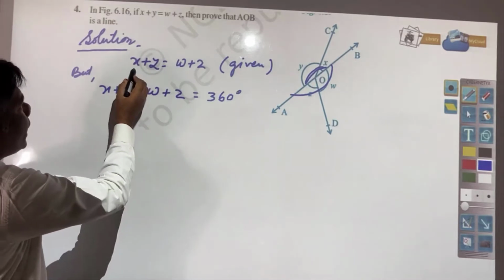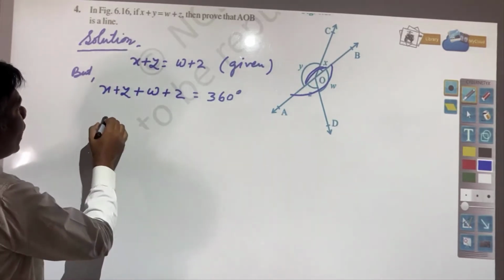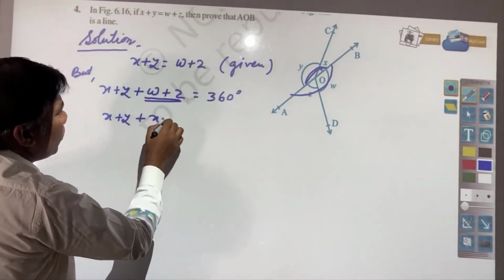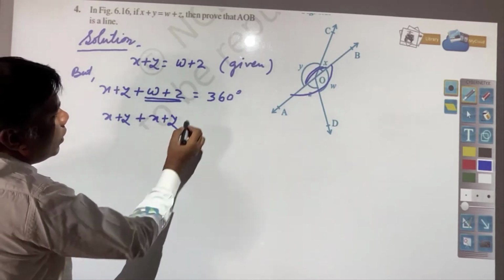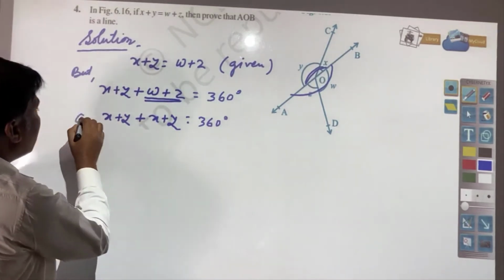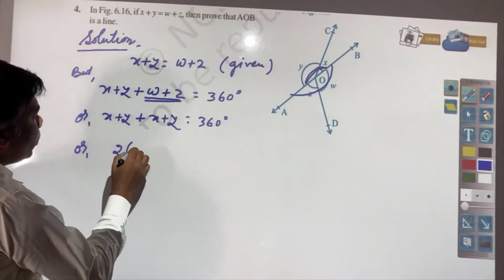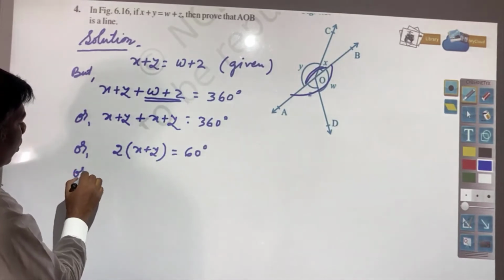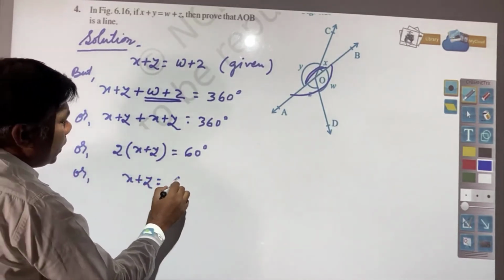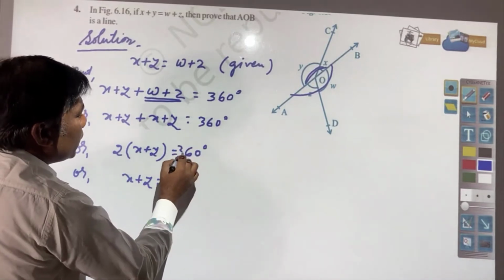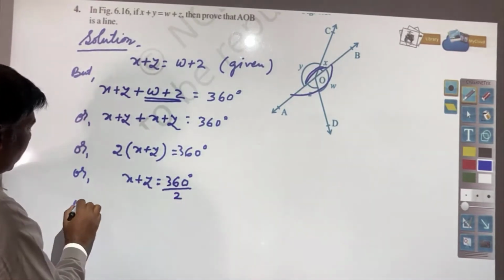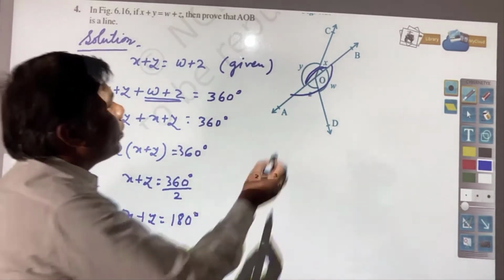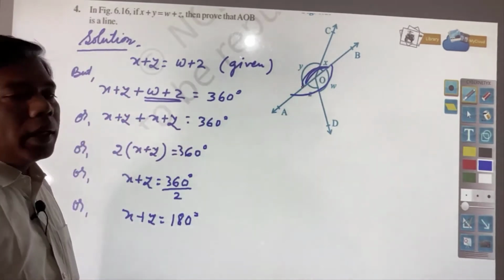So here you see x plus y is equal to w plus z. We can write x plus y, and this w plus z we can write again x plus y, because both are equal, so that will be 360 degrees. Or 2 times x plus y will be 360 degrees. Or x plus y will be what? 360 degrees by 2. Or x plus y will be 180 degrees. So you have got x plus y is equal to 180 degrees.